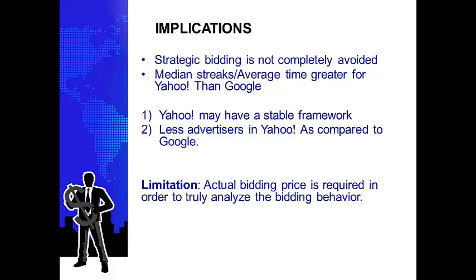Now what that implies is that strategic bidding is not completely avoided, but as we can see, the advertisers on top were changing quite often, maybe every 10 minutes or 15 minutes. And since Yahoo had higher median streaks and average time, we can say Yahoo might have a more stable framework, or maybe there are fewer advertisers in Yahoo as compared to Google. Now what is the limitation of the method we employed? The actual bidding price is required in order to truly analyze the bidding behavior.